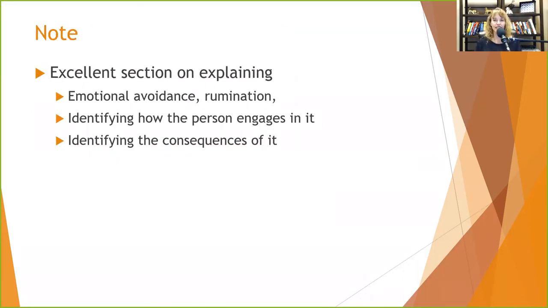There's an excellent section on explaining emotional avoidance and rumination, how the person engages in it, and the consequences of it. They have some activities and some worksheets. I'm not going to go through that right here because we've talked about that in other classes, but if you want some tips and different worksheets, they're there.